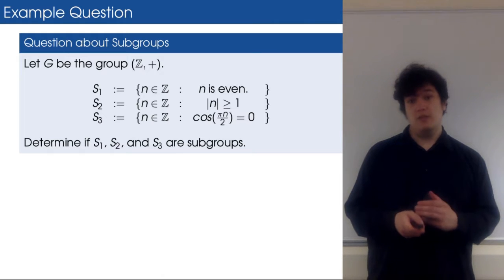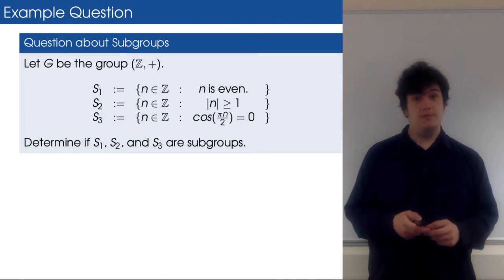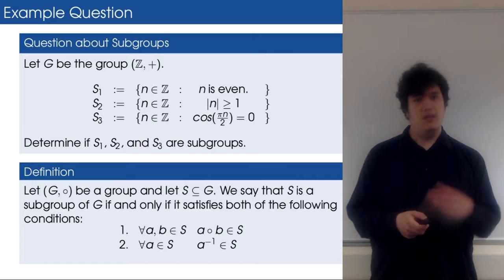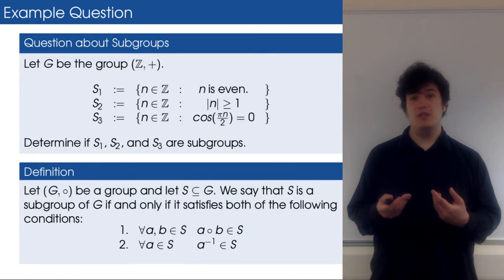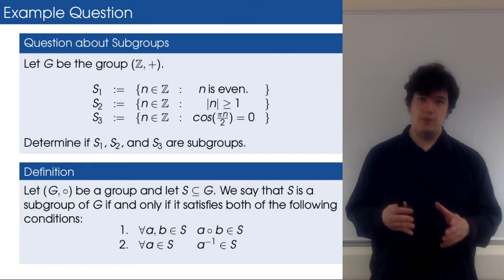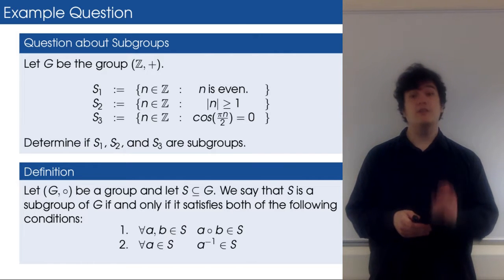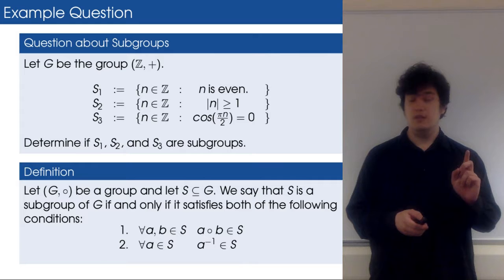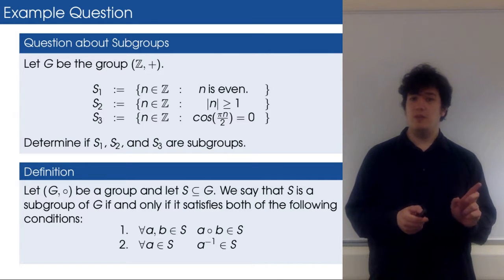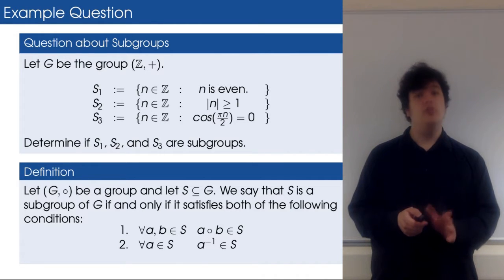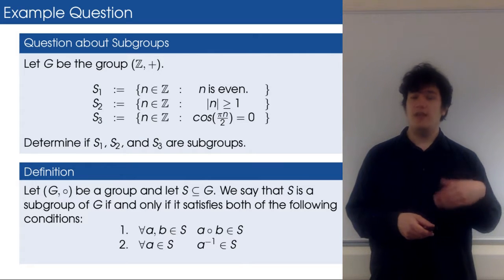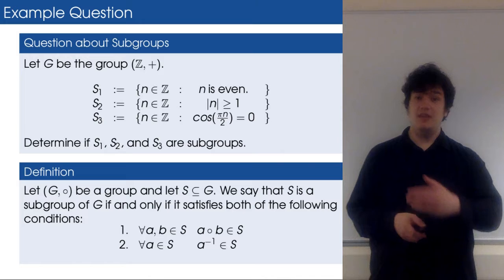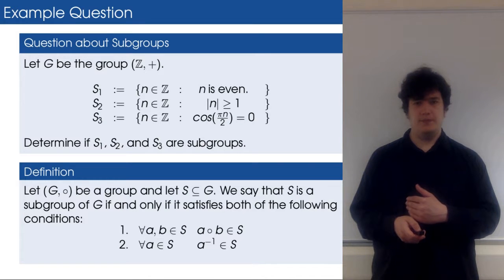First thing to do when presented with any question is to recall the definition. So let's look at the definition. Let G with the combining rule be a group, let S be a subset of G. We say that S is a subgroup of G if and only if it satisfies the following two conditions. Condition 1, if you take any two elements of S and you combine them with the group rule, you end up with something that's still in S. And in condition 2, if you take any element of S, its inverse is also in S.